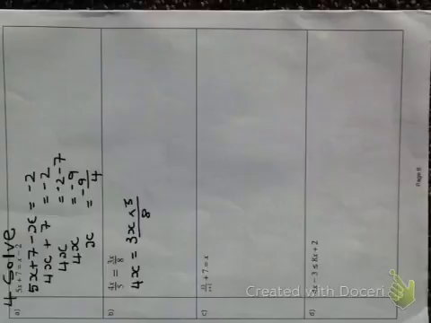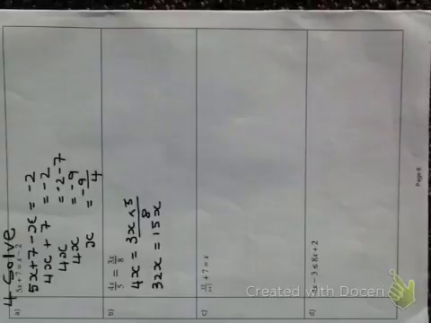Now I'm going to multiply both sides by 8. So the 8 goes across and multiplies. 8 times 4 is 32x. And 3x times 5 is 15x.